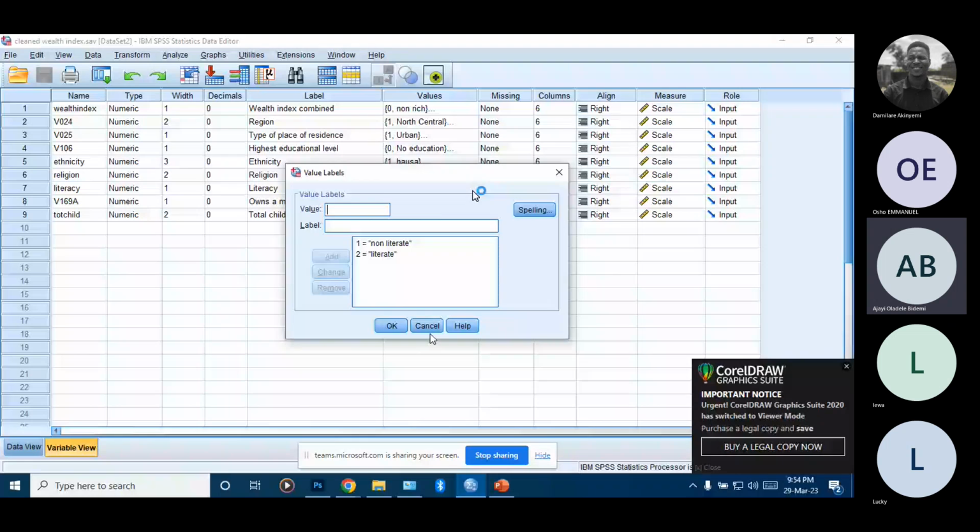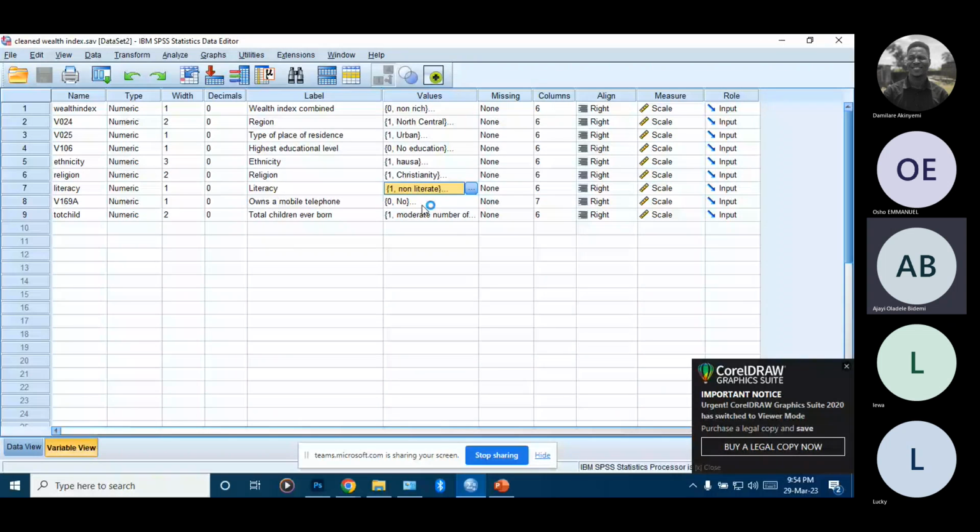Then maybe you own a mobile telephone or you don't have a mobile telephone. I think you can use it to check as well. All right. Then our main variable that I want to predict is rich and non-rich.